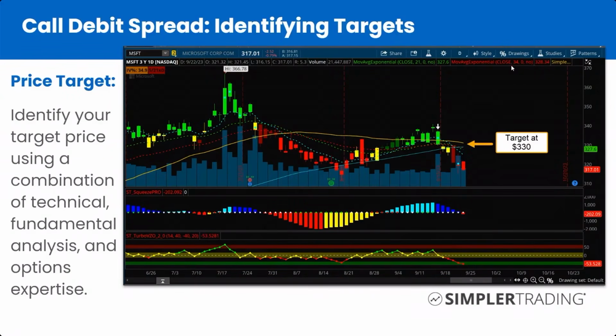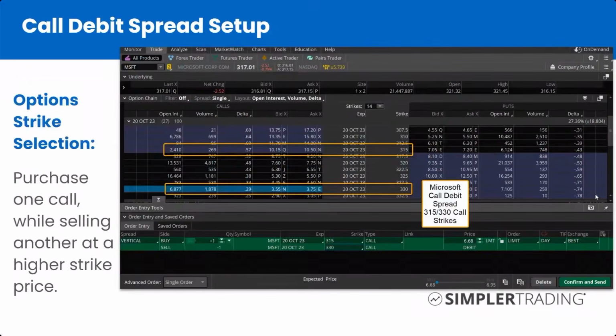Probably not, right? So it doesn't really make sense to pay more than double for a long call when you could simply pay $6.68 for a debit spread using the exact same idea.